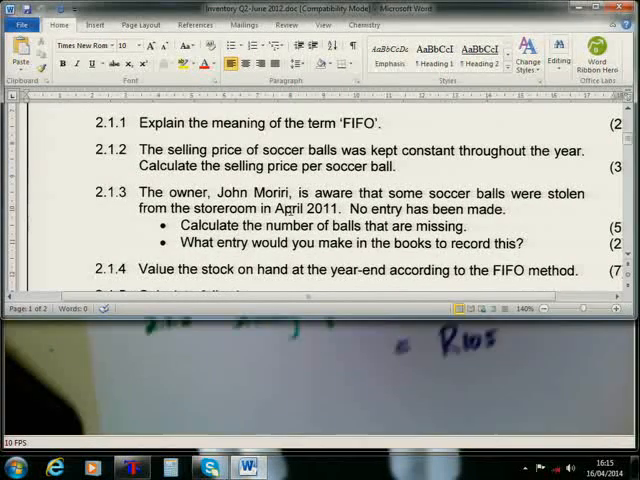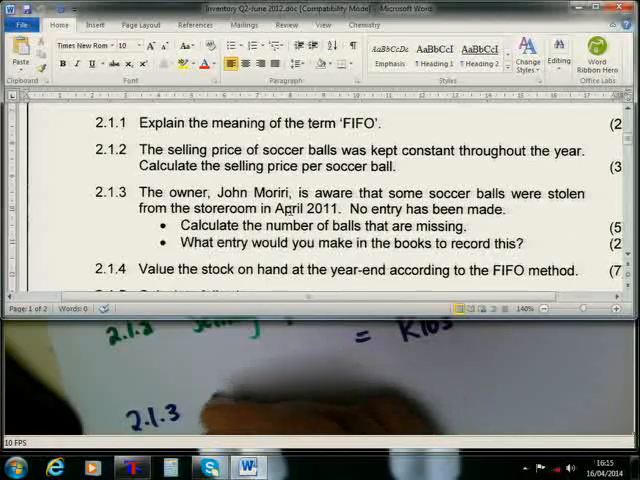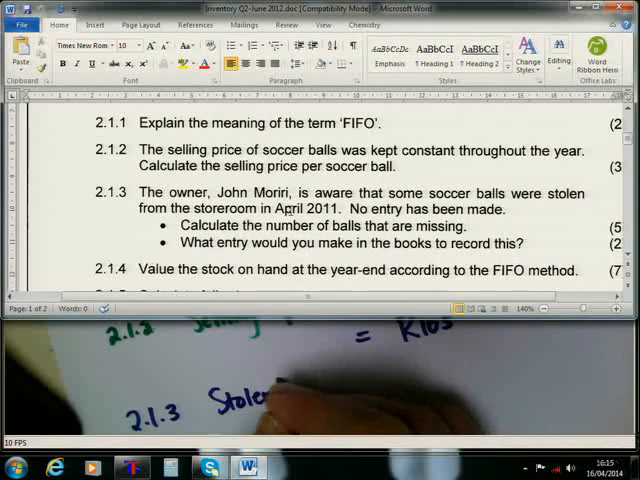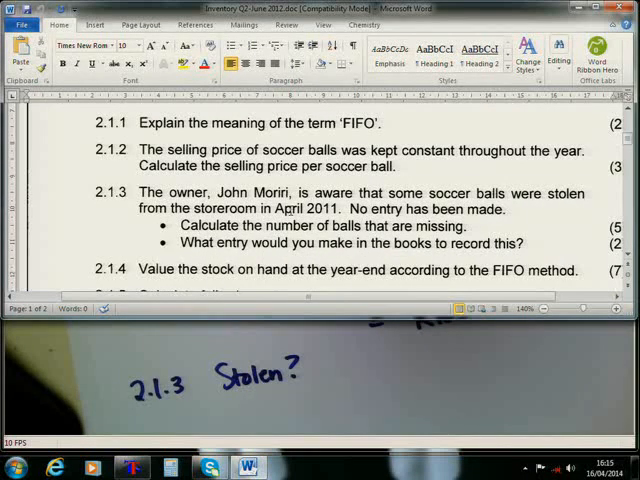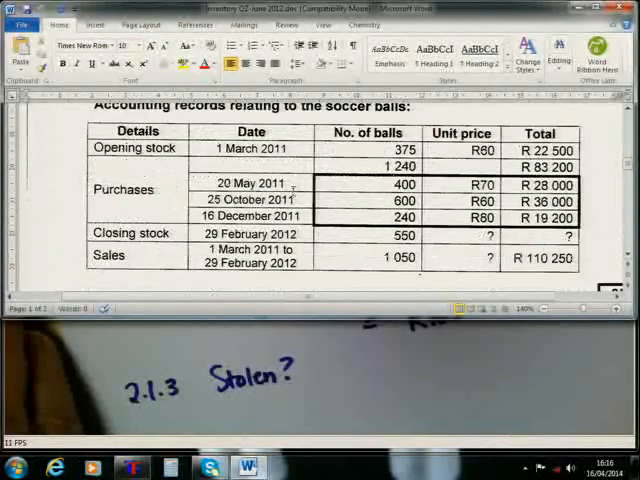2.1.3, the owner is aware that some soccer balls were stolen from the storeroom. No entry has been made. Calculate the number of balls that are missing.